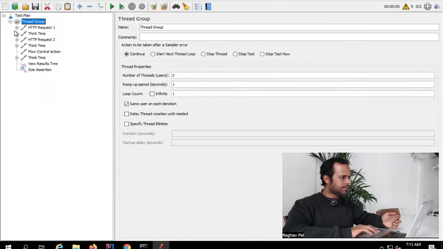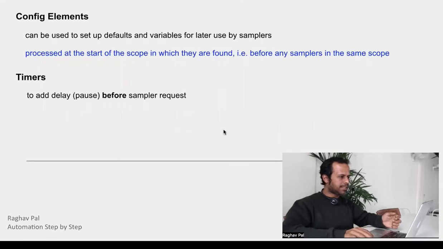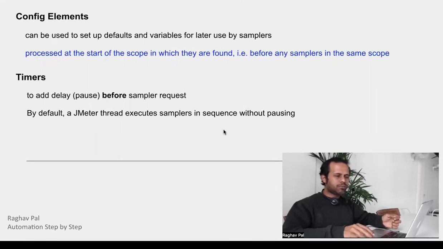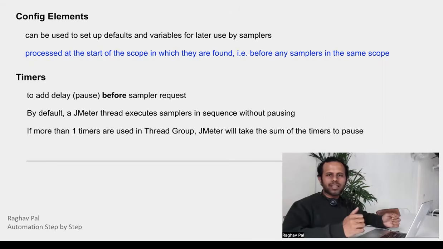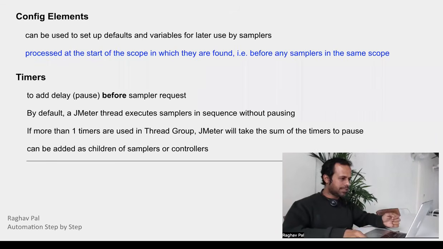All right, I'm here. So you can add timers for adding some delays. So to add pause or delay before sampler request, we can add these timers. And if you don't add any of these pauses, then JMeter will just keep on running the request without pausing, which is not a real world scenario. So this is how you can add these timers. And if more than one timer is used in a thread group, then JMeter will sum them up and then accordingly add the pauses or the delays.